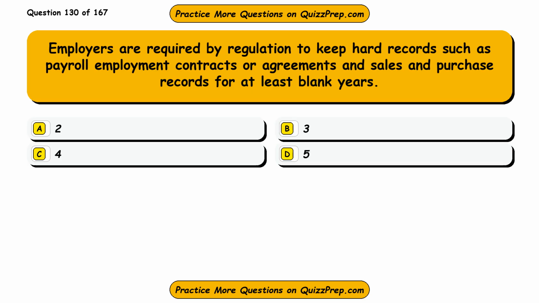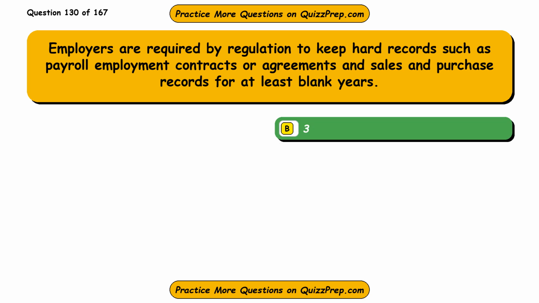Question 130. Employers are required by regulation to keep hard records such as payroll, employment contracts or agreements, and sales and purchase records for at least blank years. Option A, 2. Option B, 3. Option C, 4. Option D, 5. The correct answer is option B, 3. 3 years.